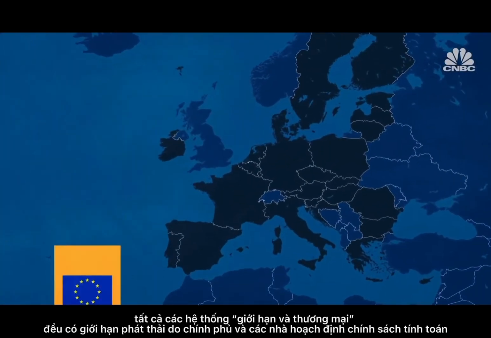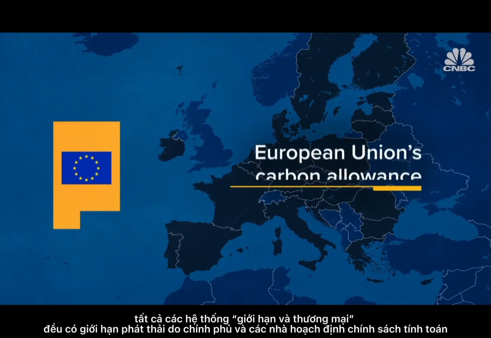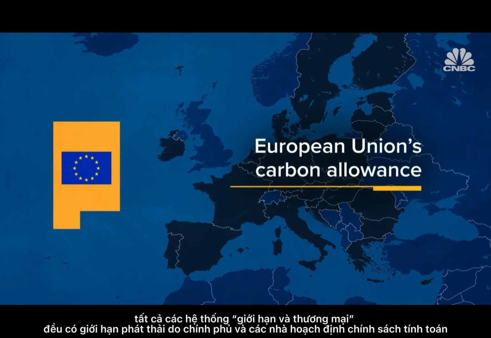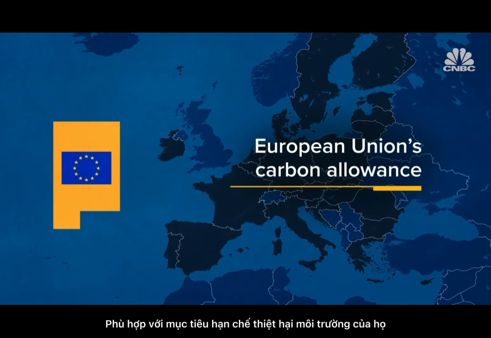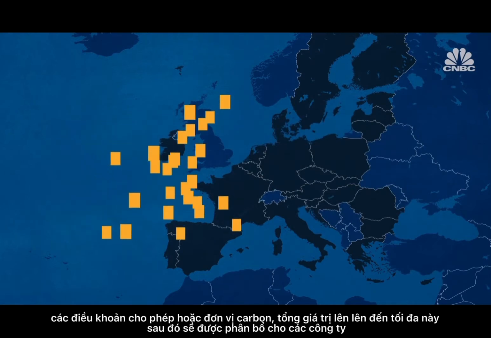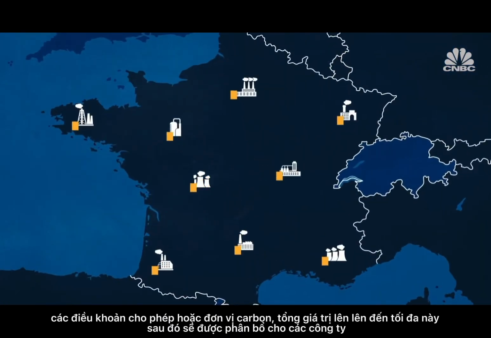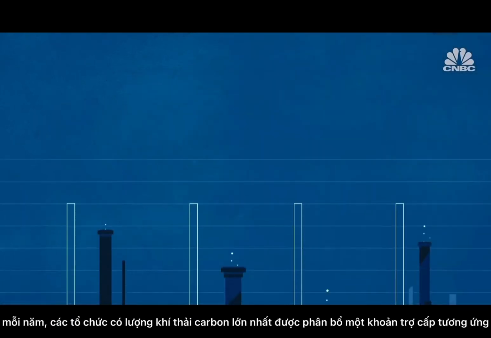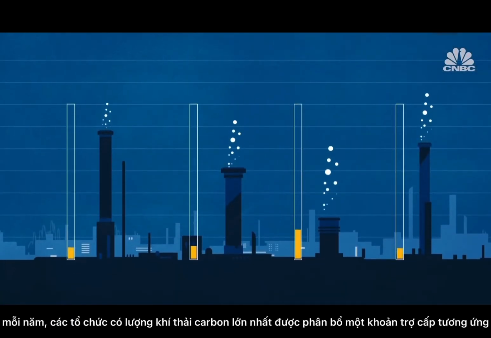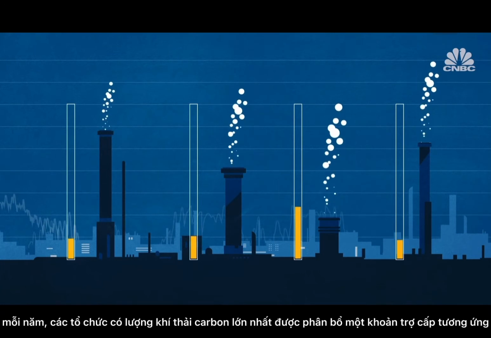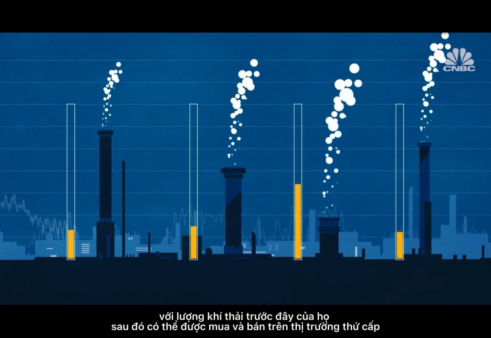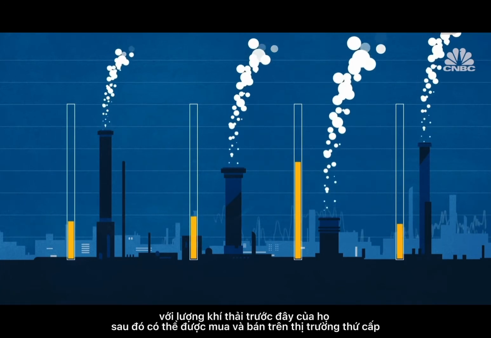All cap and trade systems have emissions limits calculated by governments and policymakers, which are compatible with their target of limiting environmental damage. Carbon allowances, or units totaling up to this maximum, are then allocated to companies and can be traded on a market. Each year, organisations with a large carbon footprint are allocated an allowance proportionate to their historical emissions, which can then be bought and sold on a secondary market.